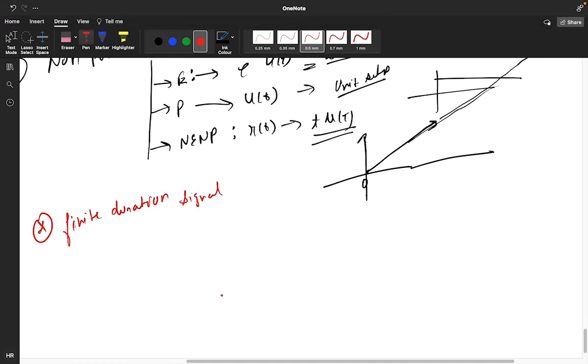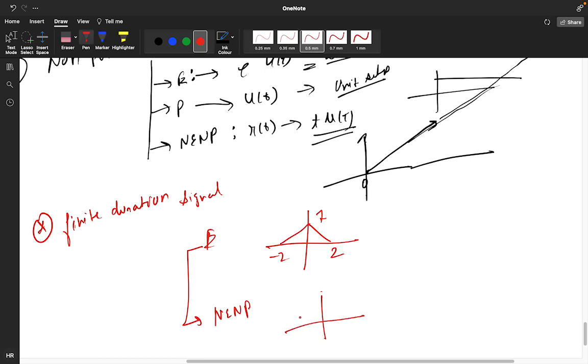Okay. So how will the finite duration signal look? Suppose this is your energy signal, from -2 to 2, because you will get the energy. And I'm giving you one more example, a signal that is neither energy nor power. If the signal is like this, because it's reaching infinite value, then this is neither energy nor power signal.